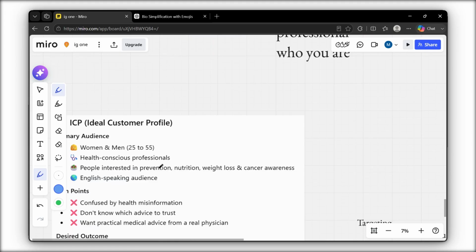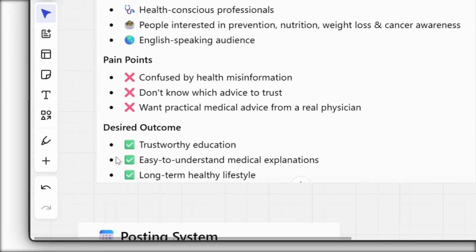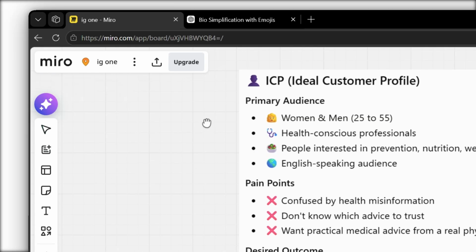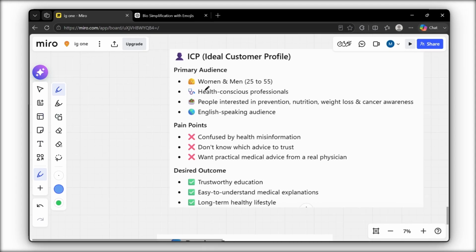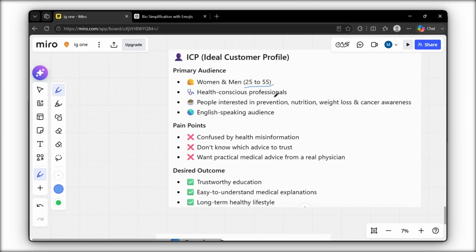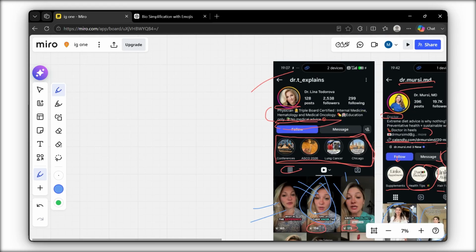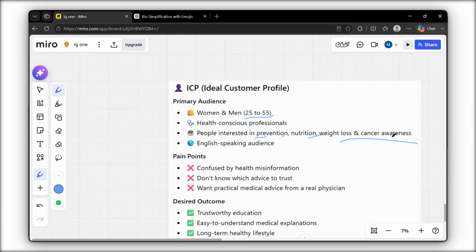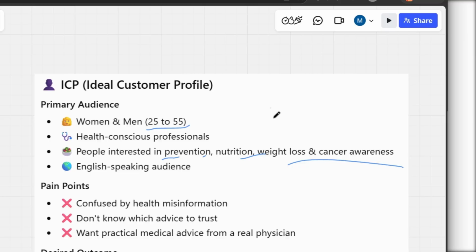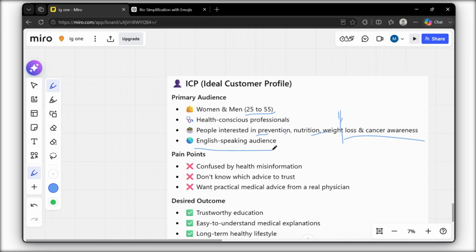So I have generated some ICP, ideal customer profile, whom she targets, right? The primary audience should be women and men, aged 25 to 55, health conscious professionals and people interested in prevention, nutrition, weight loss, and cancer awareness, right? I guess she's from the USA, Chicago, I can see. So we will mainly focus on weight loss because many people have this problem, and an English speaking audience. What are the pain points?